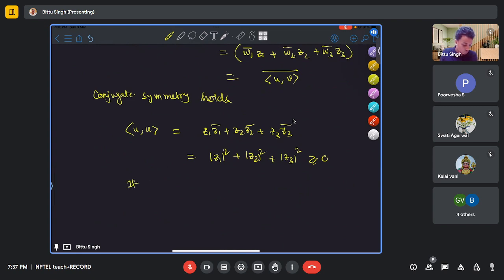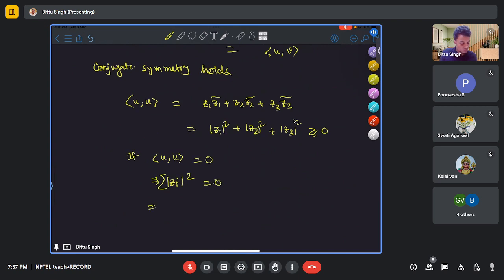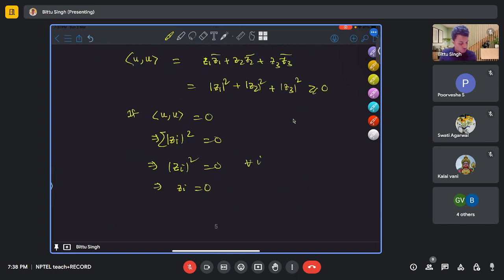Now, if we assume the inner product u comma u to be zero, then this will imply the modulus sum should be zero. That is, the sum of mod z_i square is zero. But a sum of non-negative things being zero implies those are individually zero for all i. This will imply all z_i are zero, because the modulus of a complex number is zero if and only if the complex number itself is zero. So z_i is zero for all i equal to 1, 2, 3, and this implies this tuple z1, z2, z3 is actually 0, 0, 0, that is the zero vector, right?